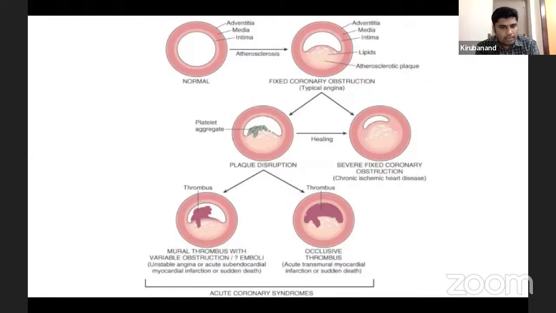So this partial occlusion leads to subendocardial ischemia. Generally, the blood flow distribution ratio to the myocardium is about 10 times more to the epicardium, while 10 times less to the subendocardium. So when the blood flow starts reducing, it is the subendocardium which goes for ischemia and infarction first, compared to the epicardium.